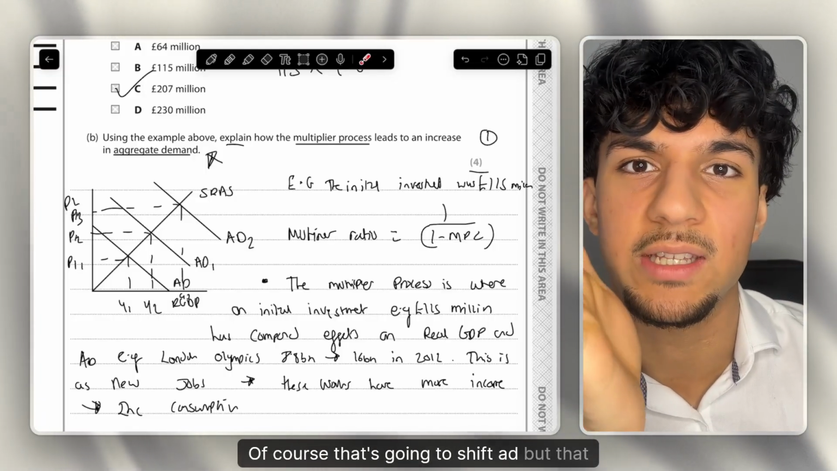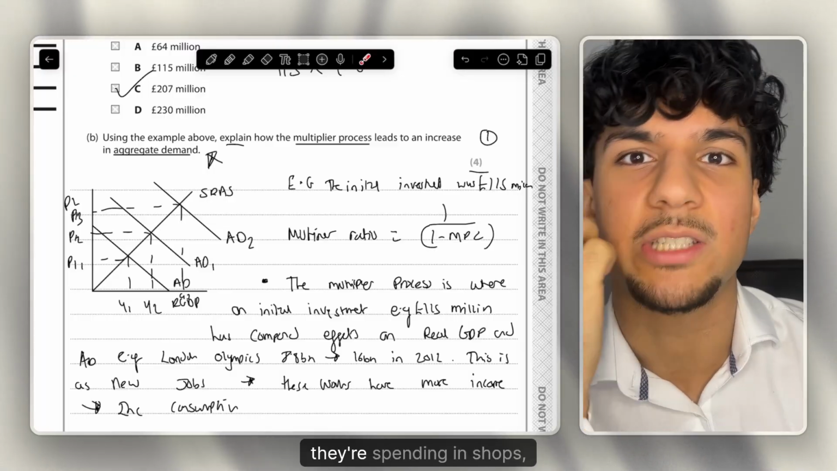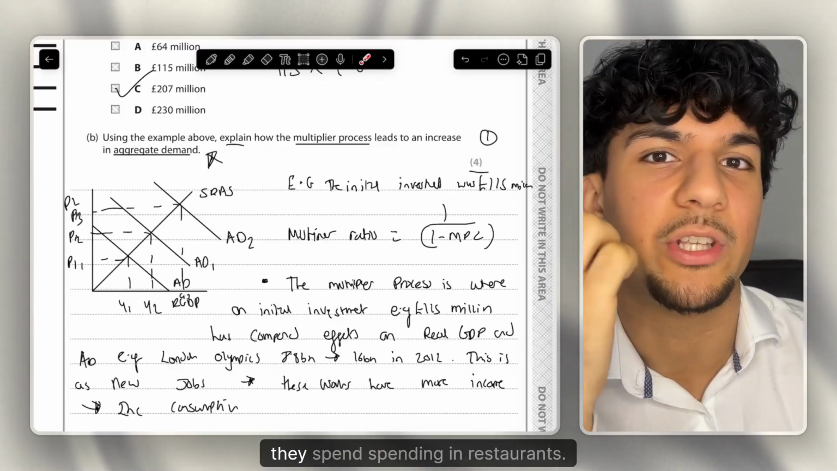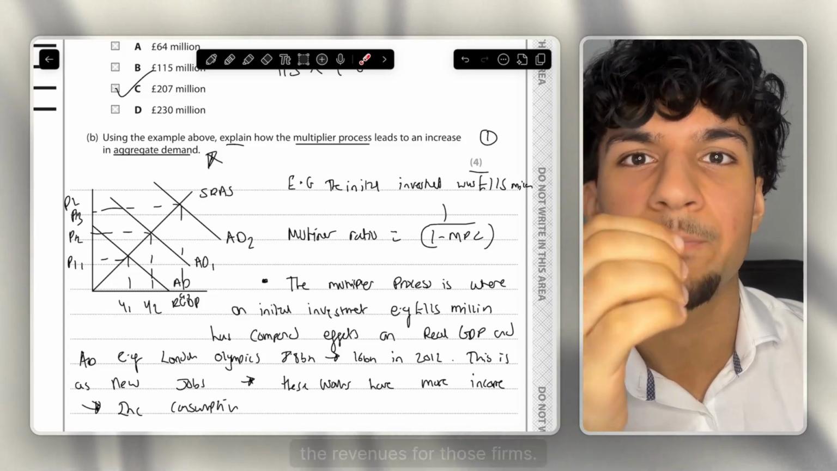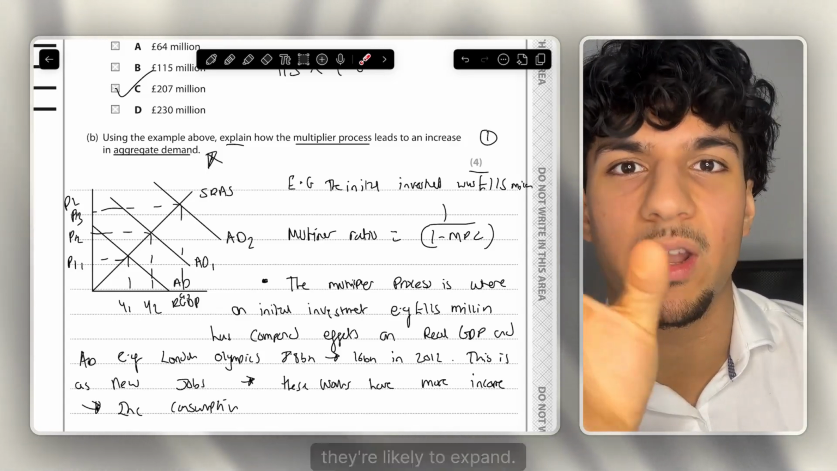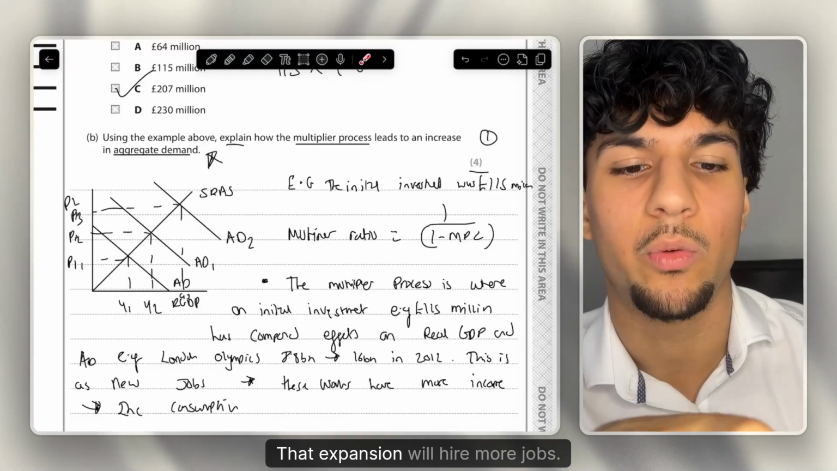Of course, that's going to shift AD, but that consumption, where they're spending it in shops, in local firms, in restaurants, will therefore increase the profits, the sales, the revenues for those firms. Firms are profit maximizers. If they're selling more, they're likely to expand. That expansion will hire more jobs.